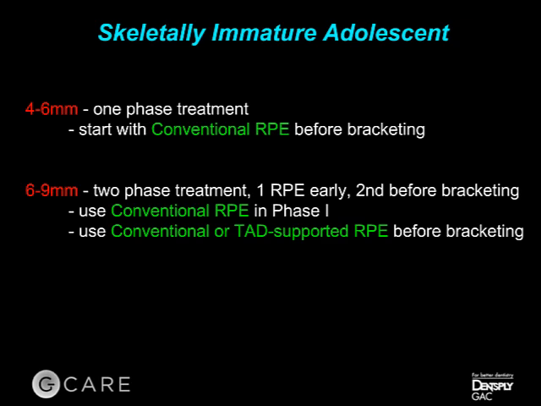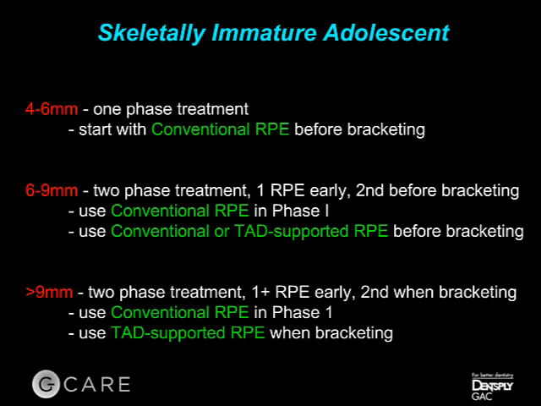For cases that are greater than 9 millimeters, once again, this to me qualifies as two-phase treatment with one or more RPEs early and then doing the second one at bracketing. Oftentimes in these severe cases, we can't get a screw as high up in the palate as possible, so we have to do a lower screw, and that's going to give us more dental tipping, but it might expand the palate just enough so that now we can do a second expander and get the screw up where we need it to be and get the bony change that we're looking for.